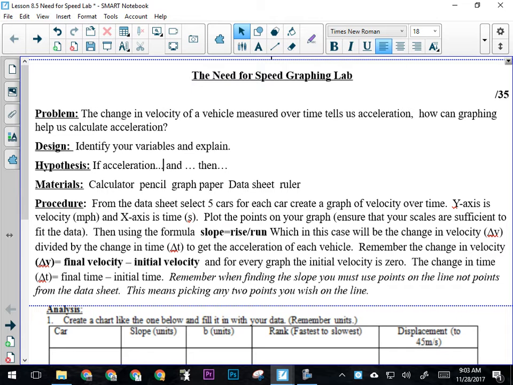Okay. So what we're going to be going over today, guys, is the Need for Speed Lab. Now, this one, here's the good news. There's no procedure. I'm giving you the data, which means you should be able to get this lab pretty much done in class if you stay focused on it. It shouldn't take you very long.